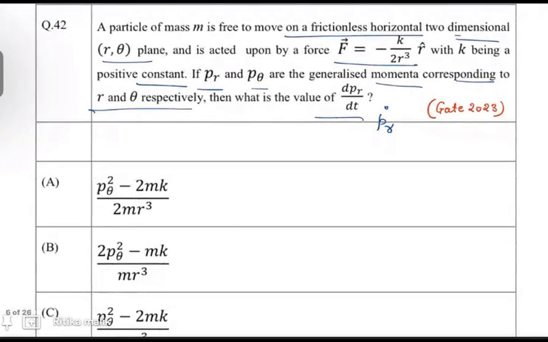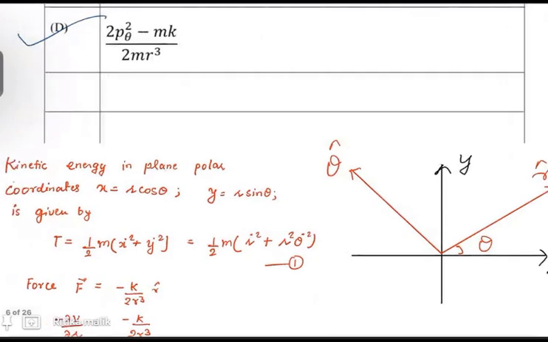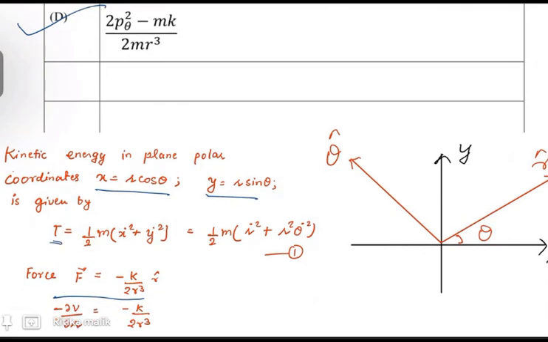So we already know that pr dot and p theta dot are terms in the Hamiltonian. So we just write the Lagrangian and Hamiltonian, and from that we will calculate the value of pr and p theta. And we are given the force in polar coordinate system since it is a central force. So what we do is we just change our xy coordinates to polar coordinates in which x is r cos theta and y is r sin theta. So our kinetic energy is given by 1 by 2 m (x dot square plus y dot square), which will change into 1 by 2 m (r dot square plus r square theta dot square). So this is our kinetic energy in polar coordinate system.